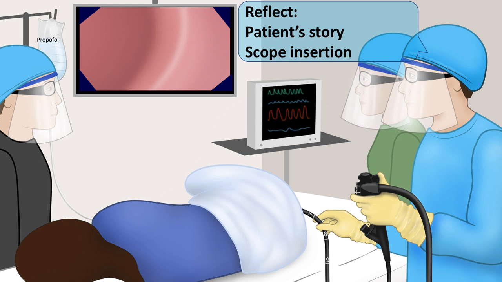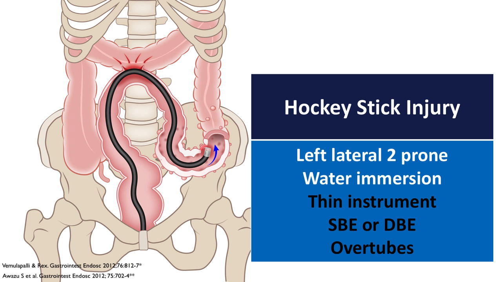It is important as you go through the colonoscopy to keep in mind the patient's story and also reflect on your scope journey and constantly measure the amount of force you're using to push your scope. If you keep on pushing, there is a possibility for a hockey stick injury, as you can see in this picture, and you could avoid that by using simple measures like water immersion technique or putting the patient position from left lateral to prone or supine.